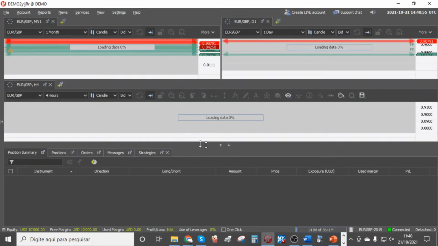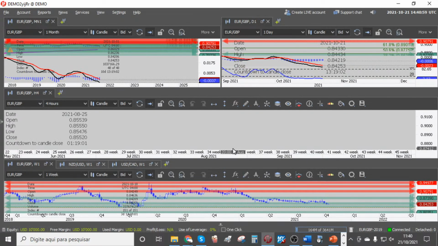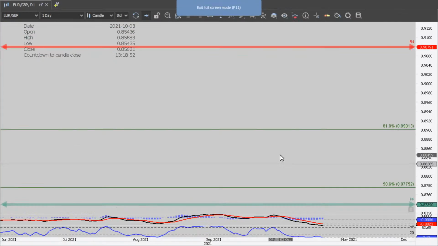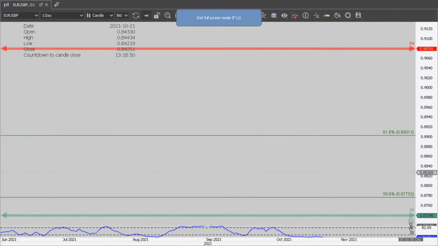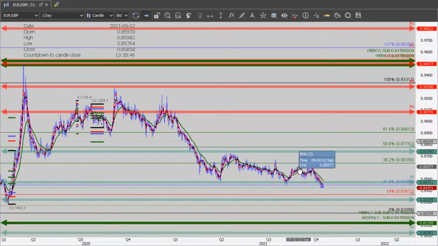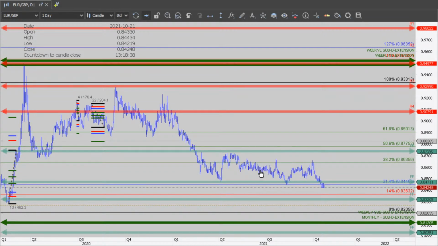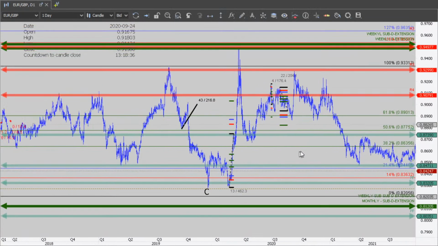Euro GBP. Where are we? Euro GBP. USD out, USD CAD out, Euro GBP daily chart, indicators out, we are not there yet. Indicators out. Okay, Euro GBP.